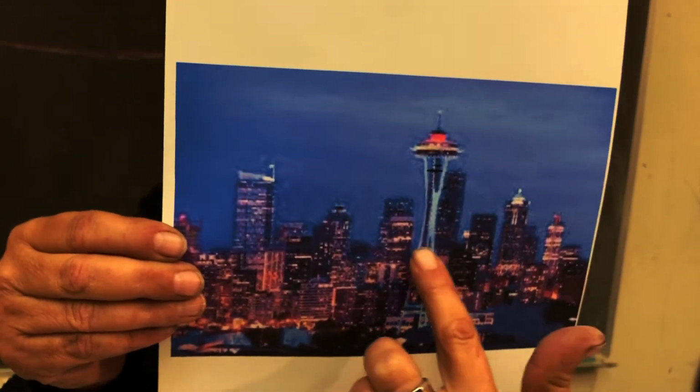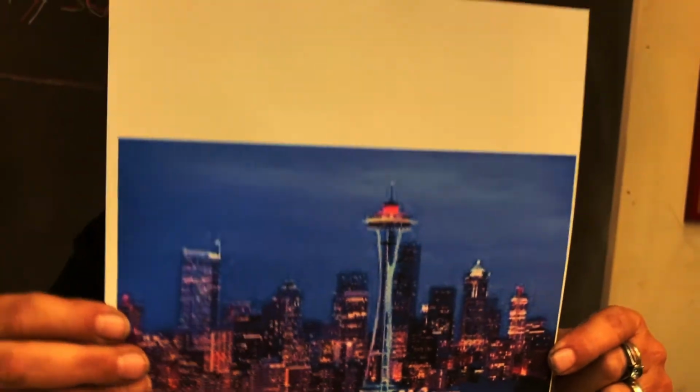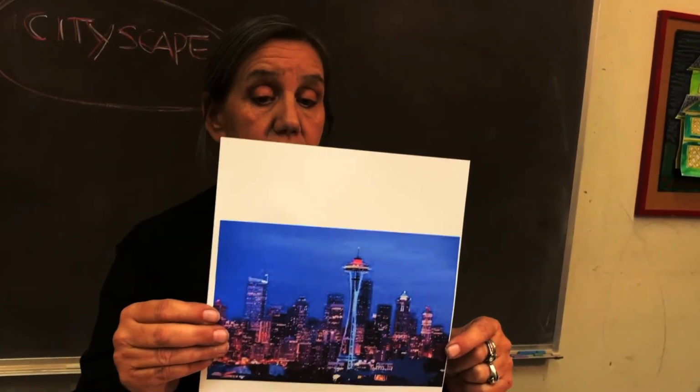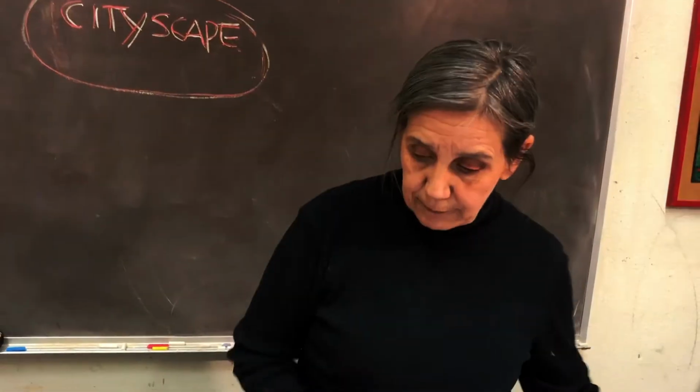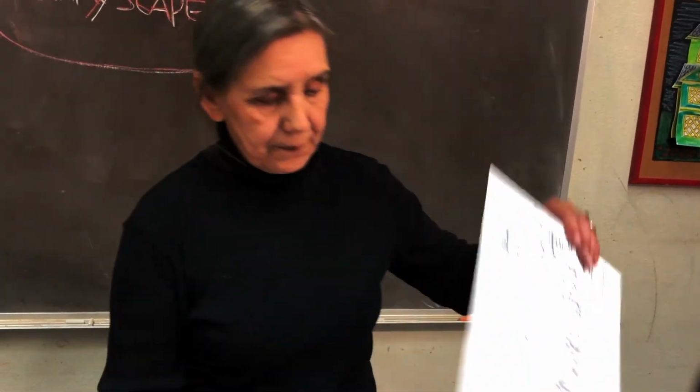I want you to look at all these lights. Look at the patterns of those lights. Some lights are on, some lights are off, and they make patterns. So when we do our cityscape, we're going to have some of our lights off and some of our lights on too. All right, so let's take a look at what we're going to be doing today.